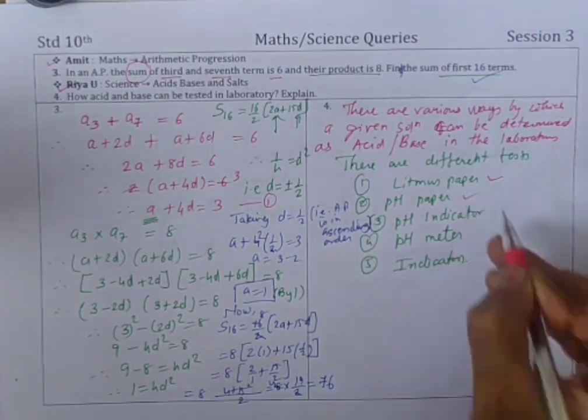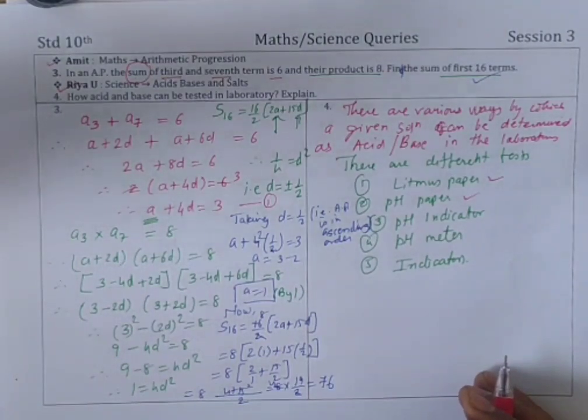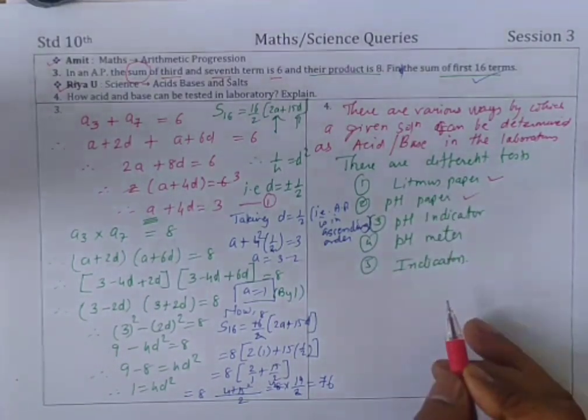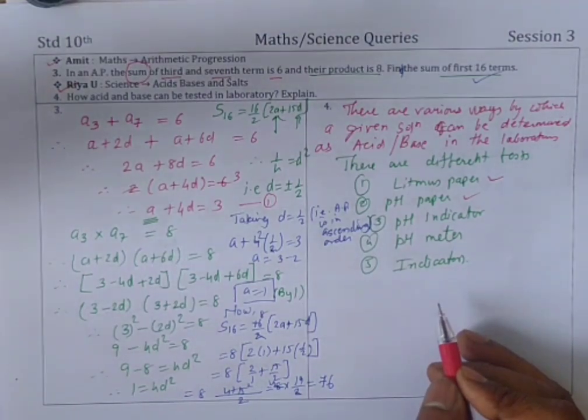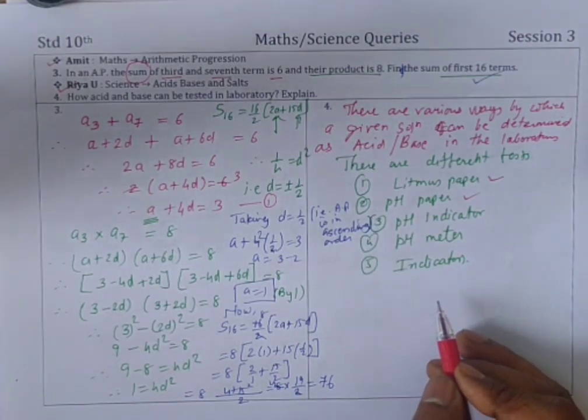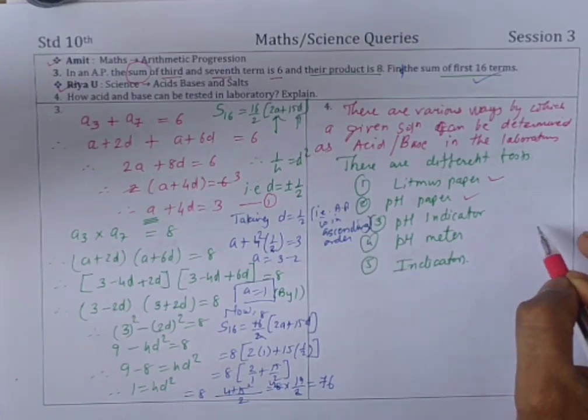Alright. Now pH paper. Yes, once again, it's just a paper like litmus one. Pale color, pale yellow color. Alright. Dip it in the given solution and then check the color change. There is a band of colors given to you, children.